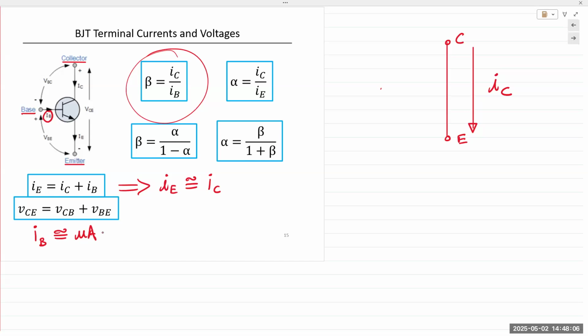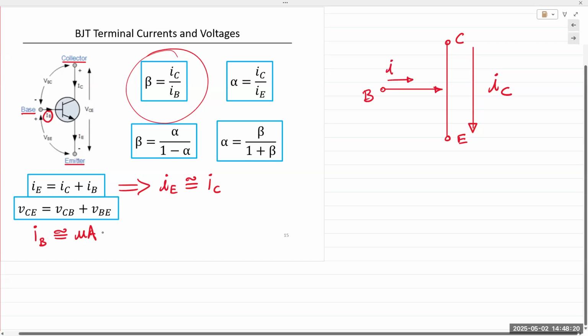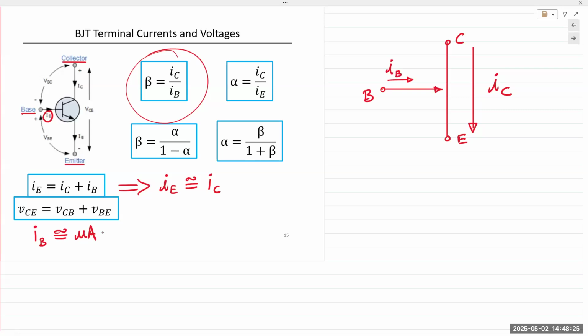And for this, let me go over to this diagram on the right. This is the base, and this is the input IB. If you recall, I spoke about vacuum tube diodes, where you have current flowing from cathode to anode, in one direction. Same thing here. Let's say you have the collector at the top and the emitter at the bottom, with current flowing from top to bottom.